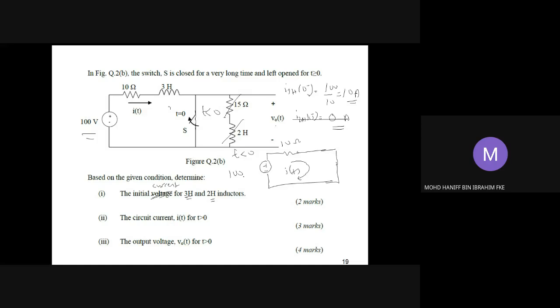All right, so for number 2, determine the circuit current IT for t bigger than 0. For this, you need to sketch the circuit's condition for t bigger than 0. We know that for t bigger than 0, the circuit should be in open condition. So when it's open, the current will pass through the 15 ohm resistor and the 2 Henry inductor. We can then sketch, in time domain first, the circuit's configuration for t bigger than 0.